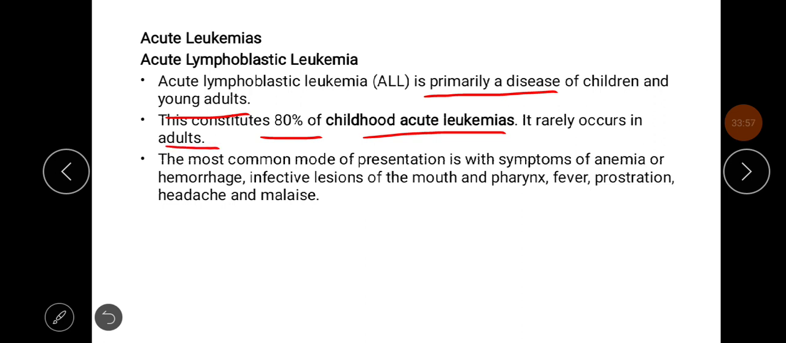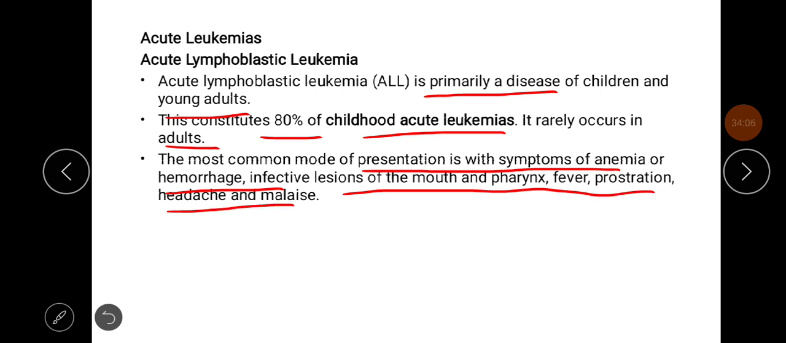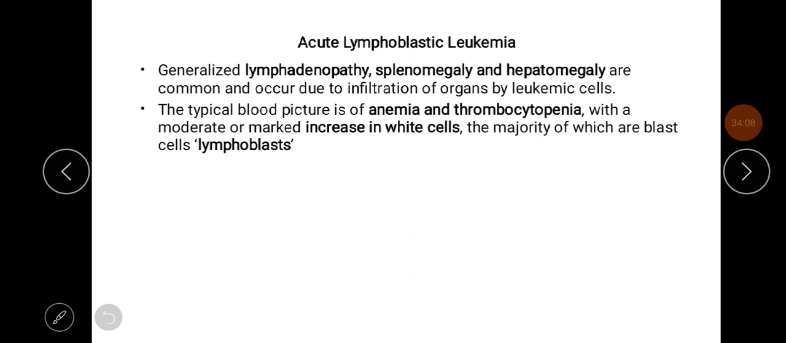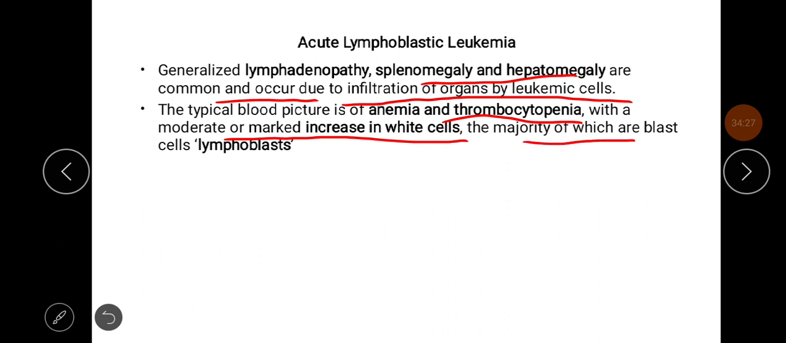The most common mode of presentation is with symptoms of anemia or hemorrhage, infective lesions in the mouth and pharynx, fever, prostration, headache, and malaise. Generalized lymphadenopathy, splenomegaly, and hepatomegaly are common and occur due to infiltration of the organs by leukemic cells. The typical blood picture is anemia and thrombocytopenia with a moderate to marked increase in the white cells, the majority of which are blast cells, which are called lymphoblasts.